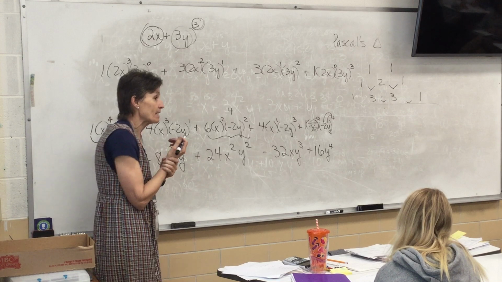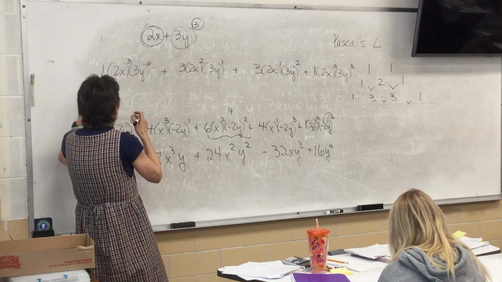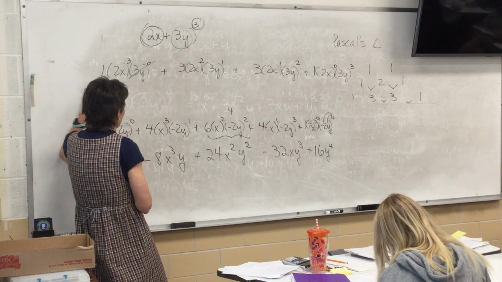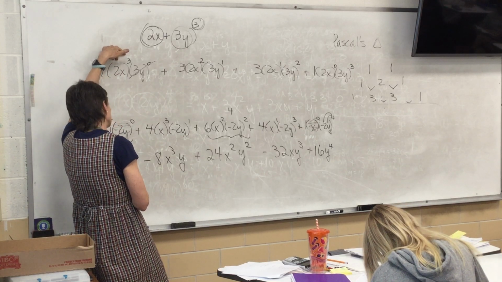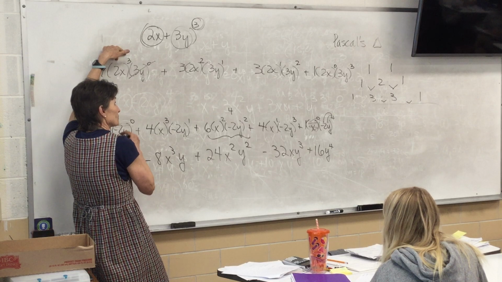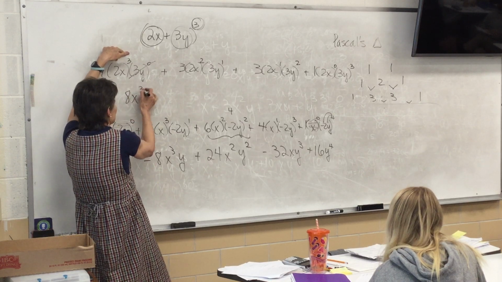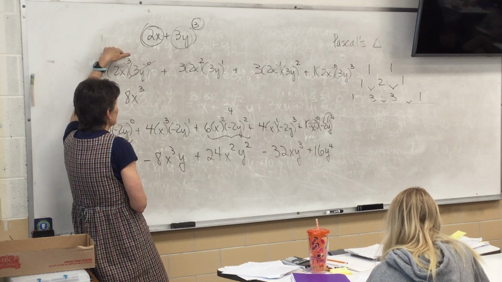And we just simplify carefully, carefully. So anything with a 0 is 1. So ignore that. What's your first term going to be? 8x cubed. Yep, perfect. 8x cubed. That's all you got.